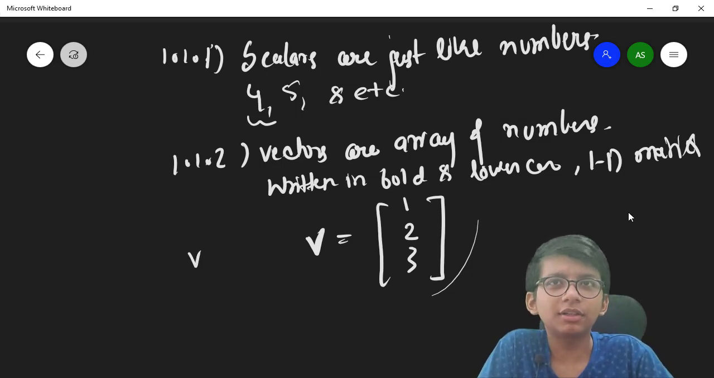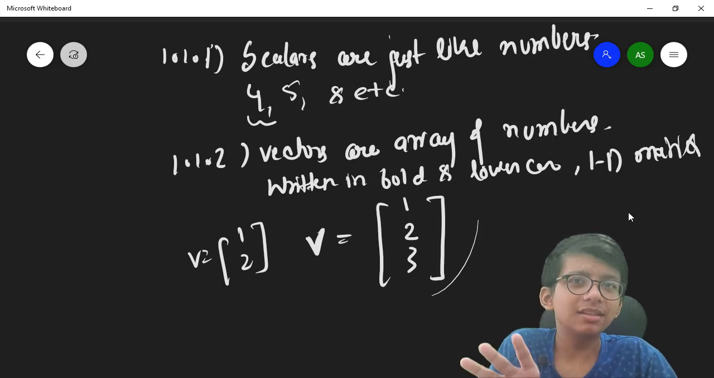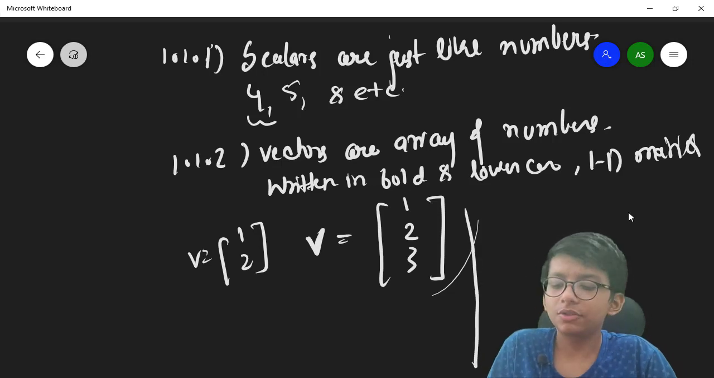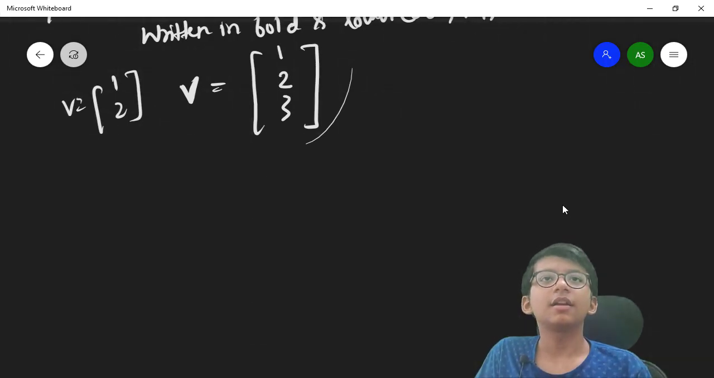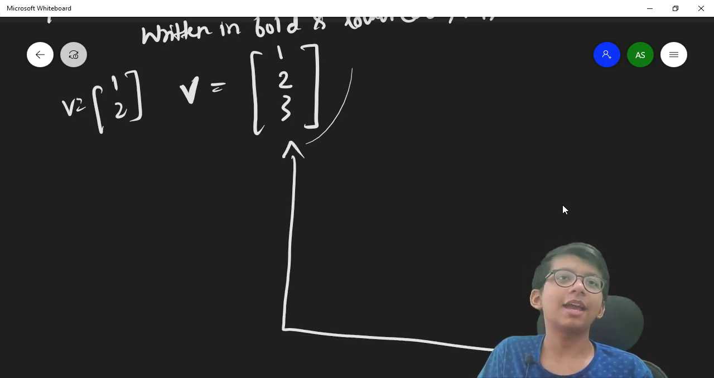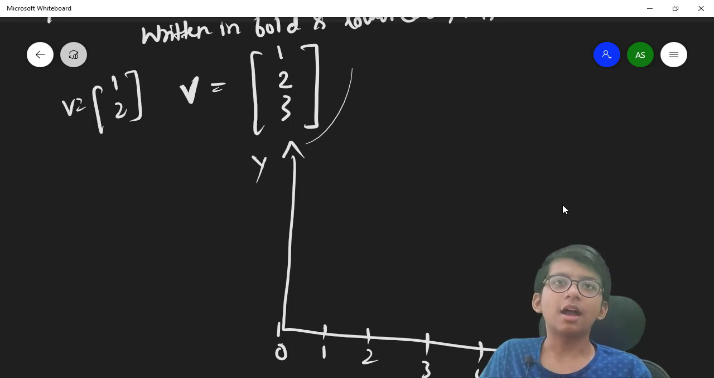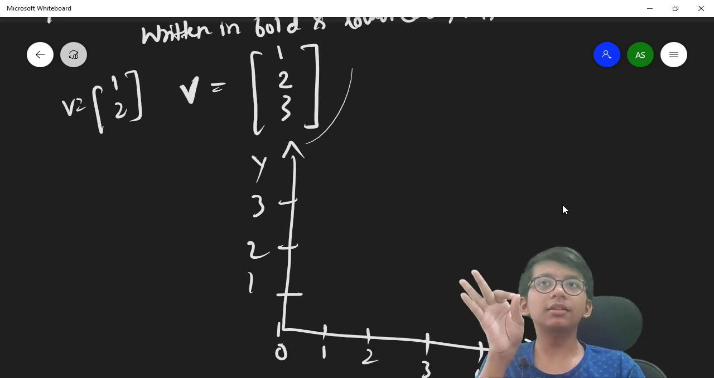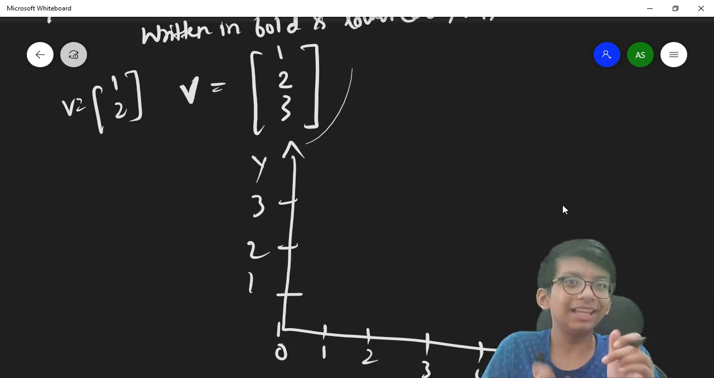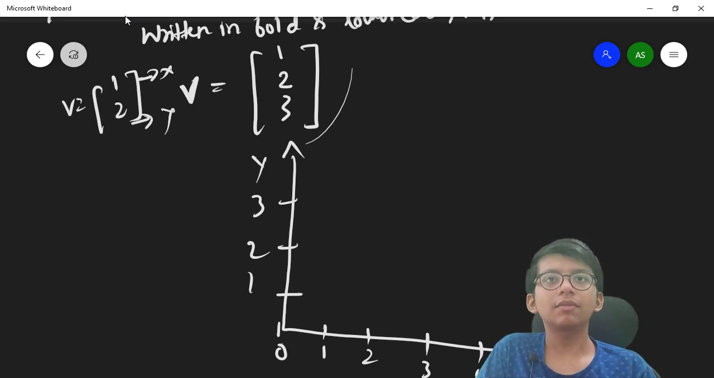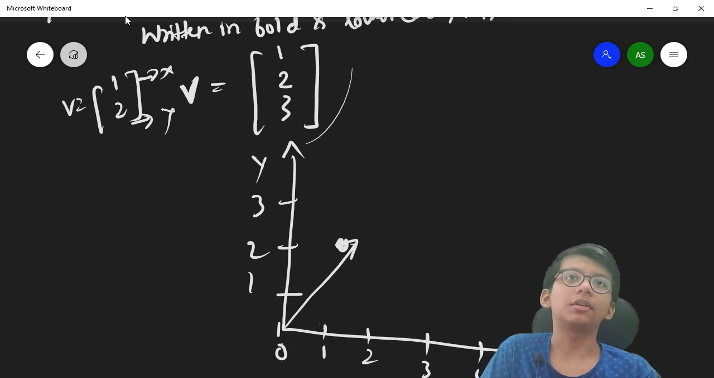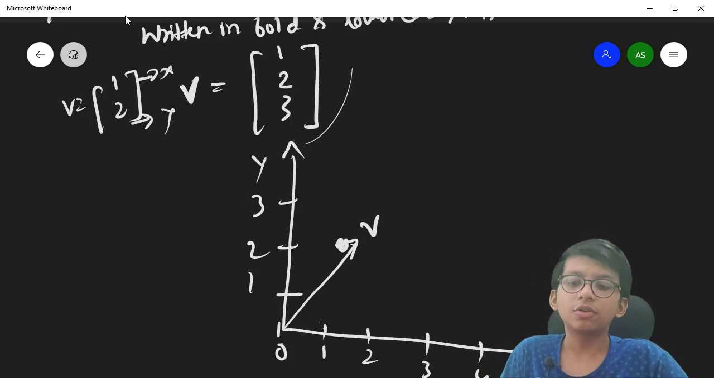So for example, let's take a vector 1 over 2. This is our example vector. I will just draw the x and y plane. I hope that everyone is able to see it. This is 0, this is 1, this is 2, this is 3, this is 4, and this is 1, 2, 3. Here we can visualize this vector in the coordinate plane by plotting it. We take 1 as the x point and 2 as y. This point is our vector v.